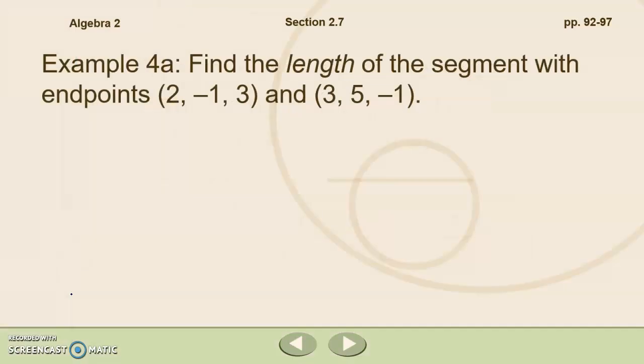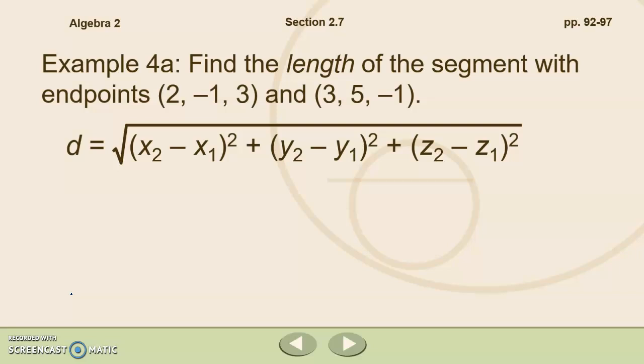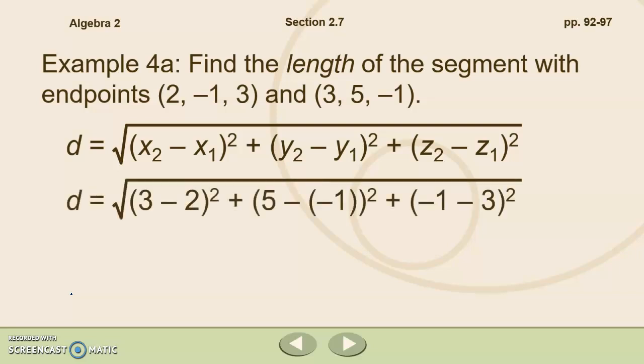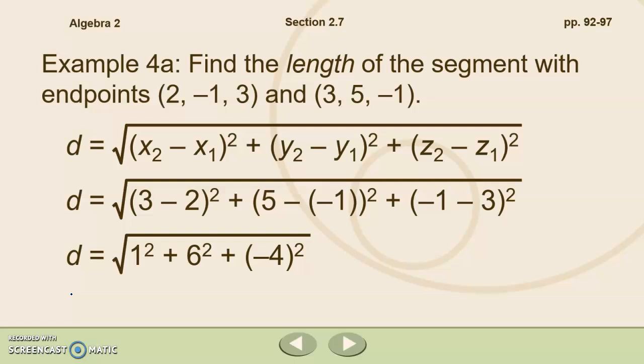Let's find the length of the segment with endpoints (2, -1, 3) and (3, 5, -1). We'll write our original equation and substitute those in. Again, use parentheses when you substitute. It's a good habit to get into, even though there are not all parentheses here. When we simplify that, we end up with the square root of 53. And in decimal form, if we want an exact distance, we can translate that to 7.28 to the nearest hundredth.